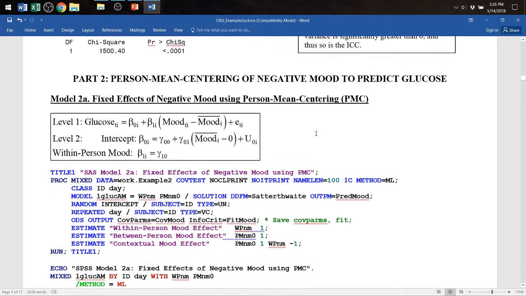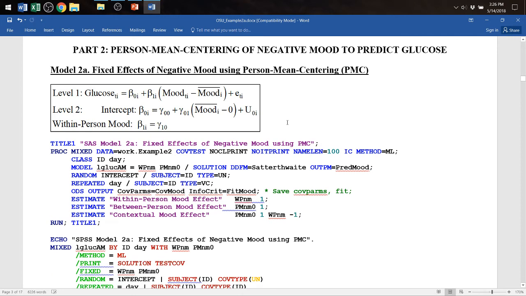So yes, now comes the brute force. I use the term brute force to convey the idea that we are carving up negative mood into approximations of its level 2 versus level 1 variance. So here are the two effects that are going in the model. At level 1, I have a beta 1 placeholder, and I'm showing that I'm doing person mean centering here by saying it's mood TI, so time-varying mood, minus the mean of mood for each person, so the mean for mood I.